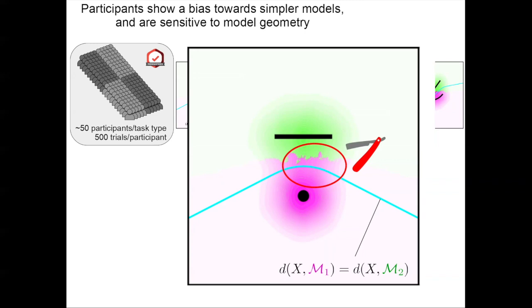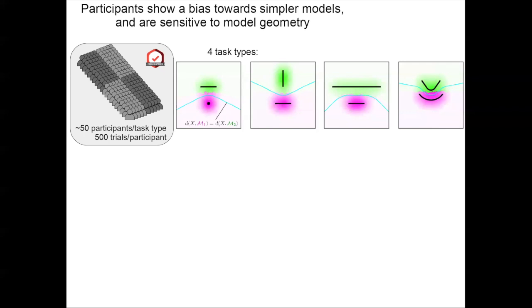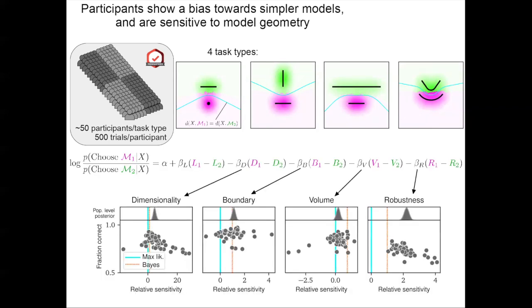Okay, so this is just the data, and then we can analyze it, and I have similar things for the other features, in the framework that I was talking about. You can infer each of these beta terms, which I call sensitivities, for each of these features of the model. These plots show the sensitivity, for instance, for dimensionality. Each dot here is a different participant, and this gray distribution is the population-level average estimate of the sensitivity.